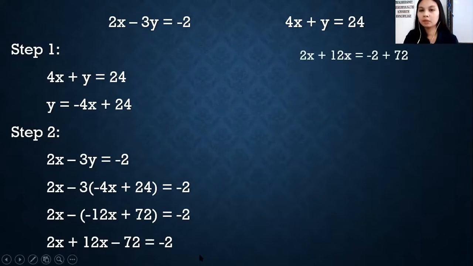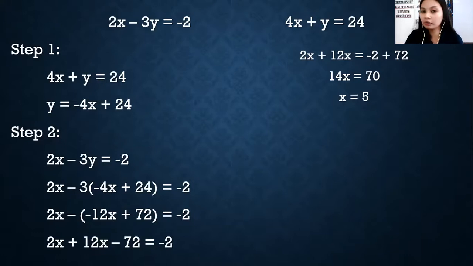Okay? Step 3 natin, ayan, combine like terms po. Pagsamahin sa isang side yung may variable and then on the other side, yung wala pong variable. So, magiging 2x plus 12x is equals to 14x, and the negative 2 plus 72 is equals to 70. So, since may kasamang coefficient si x, divide both side po kung ano yung kasama ng variable natin, which is 14. So, 70 divided by 14 is positive 5. So, therefore, our value of x is positive 5.